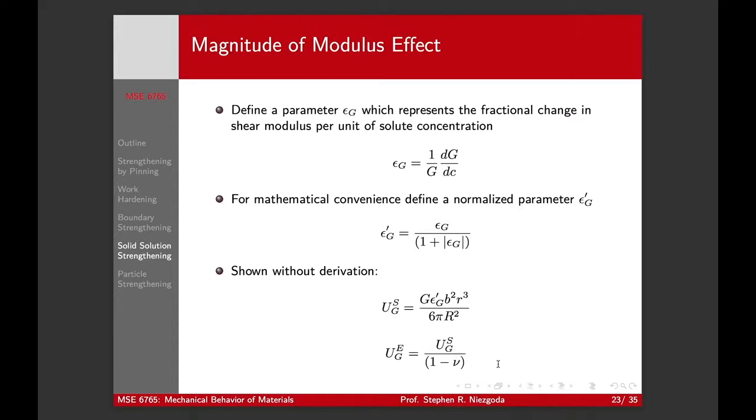So the magnitude of this modulus effect. Okay. So again, we're going to define another dimensionless parameter, epsilon G, which represents the fractional change in shear modulus per unit of solute concentration, analogously to the size parameter, right? This is the fractional change with respect to concentration. And just because it leads to a prettier final form, we're going to normalize it by 1 plus the magnitude of this, whether it's positive or negative.